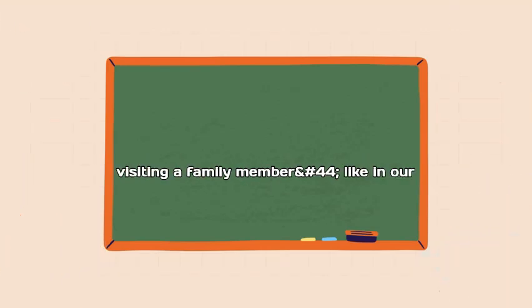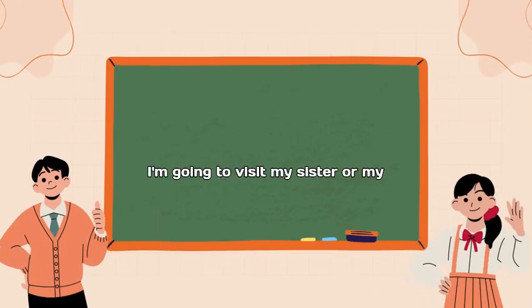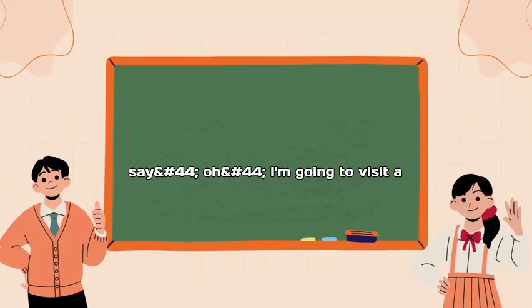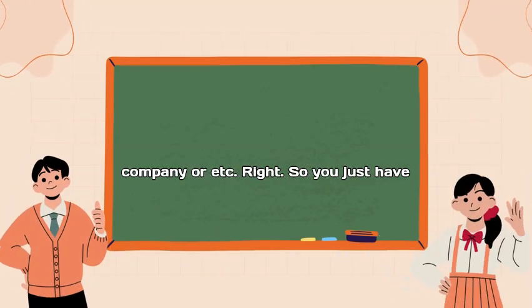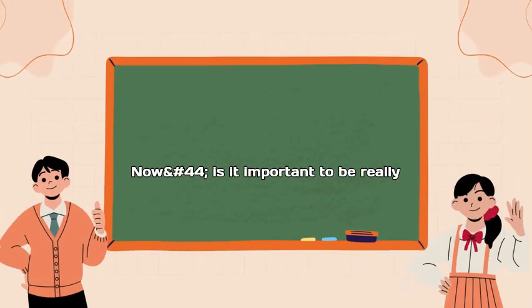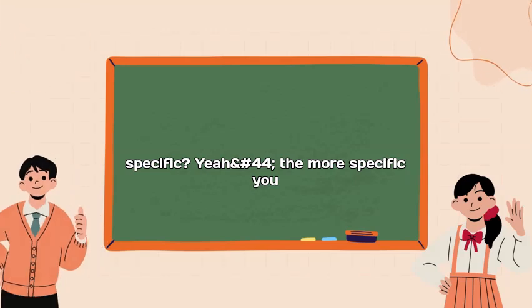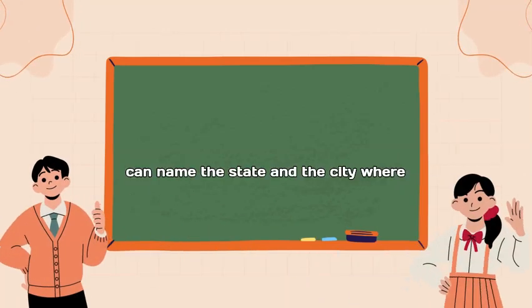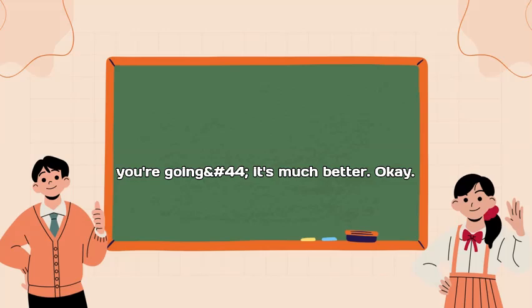Also, if you're visiting a family member, like in our dialogue, you would say, oh, I'm going to visit my sister or my brother or my cousin. If you're applying for a business visa, then you would say, oh, I'm going to visit a company or etc. Right. So you just have to say why you are going to the States. Now, is it important to be really specific? Yeah, the more specific you are, it's probably better. So if you can name the state and the city where you're going, it's much better.